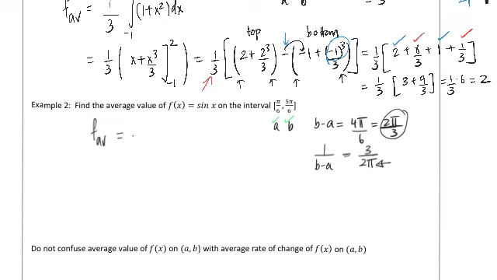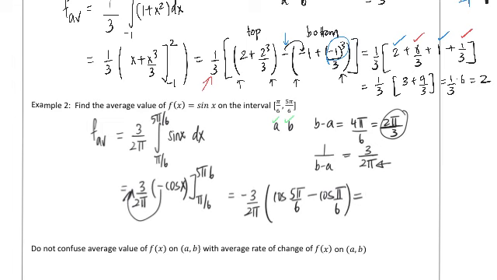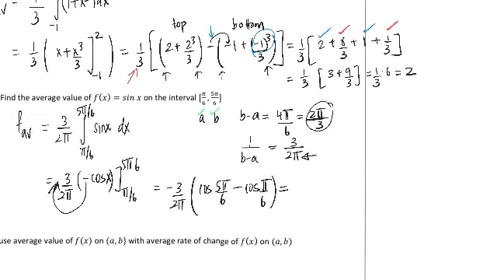So now I have 3 over 2 pi, and then we have the integral from pi over 6 to 5 pi over 6 of the function sine x dx. So the antiderivative of sine x is negative cosine x, and I need to go from pi over 6 to 5 pi over 6. This negative can come out front just to simplify things. So I'll have negative 3 over 2 pi, and then I'm doing cosine of 5 pi over 6 minus cosine of pi over 6. Cosine of 5 pi over 6 is 150 degrees, right?